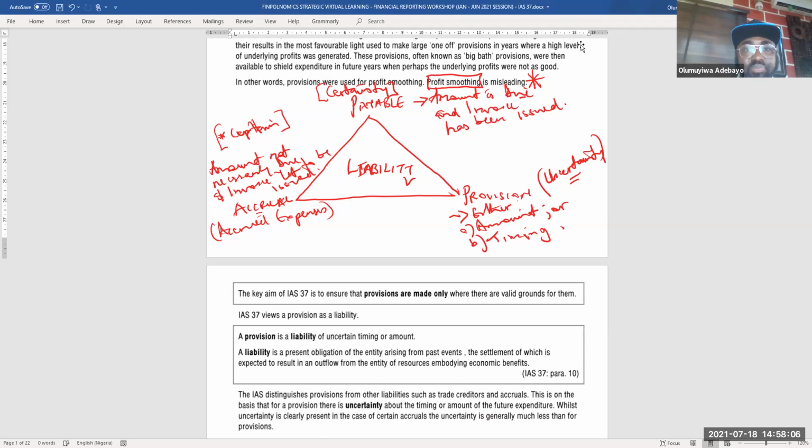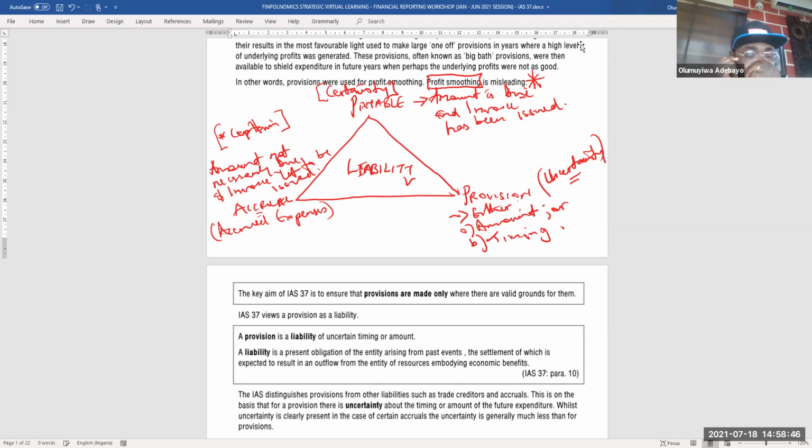Any discussion? Otherwise, we proceed to recognition. When do you recognize provision? Remember, everything about financial reporting borders on RMD. The R stands for recognition, the M stands for measurement, and the D stands for disclosure, which embedded in it contains presentation. Now, the question is this: when should provision be recognized?